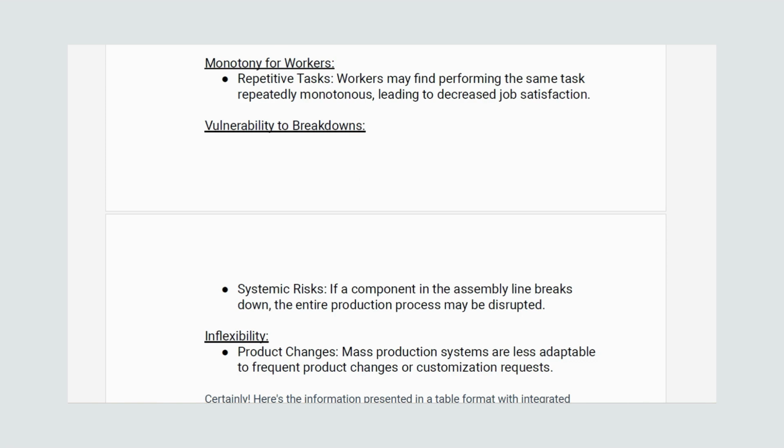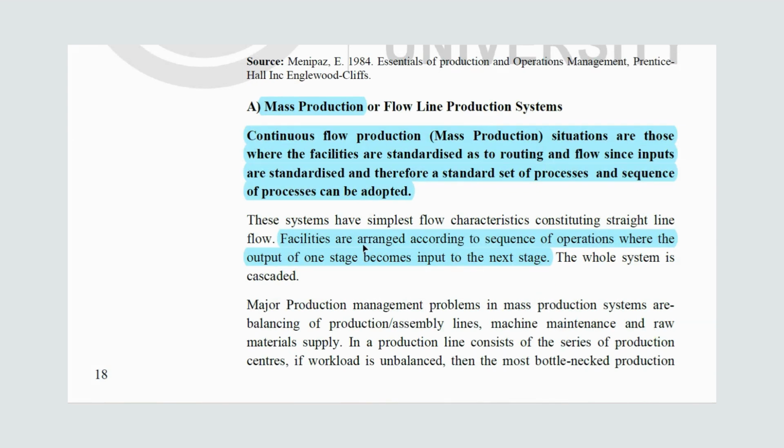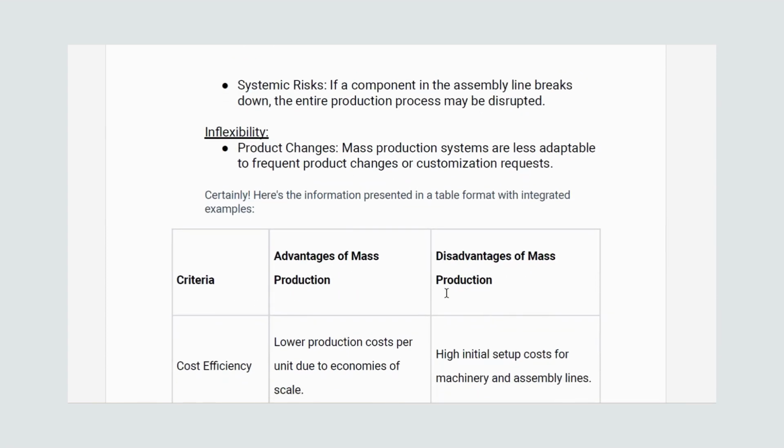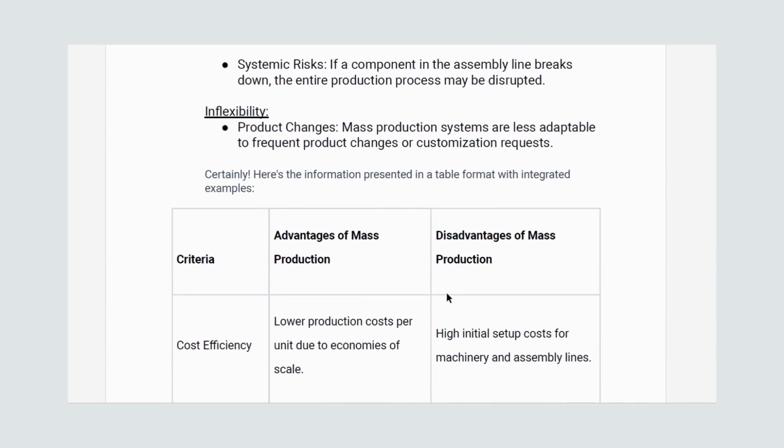Like we have said from the text, here in mass production, the output of one stage becomes input to the next stage. So if anything happens in one stage, what happens to the next stage? Yes, some kind of breakdown can happen, and it may disrupt the entire production process. And there is inflexibility. Because we produce the products on a mass scale, they are less adaptable to frequent product changes or customization requests.